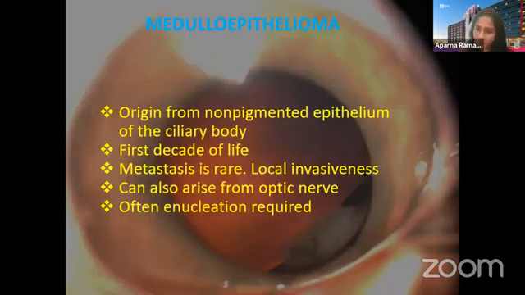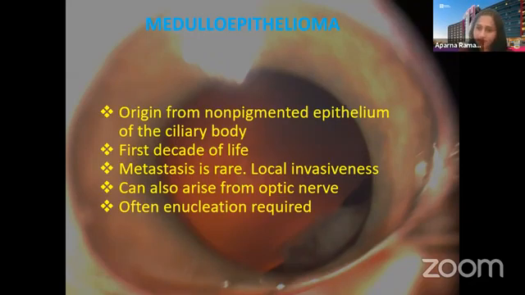Coming on to tumors. This is a tumor that you see in the ciliary body region. And as you might have already guessed, this is a medulloepithelioma. It originates from the non-pigmented epithelium of the ciliary body. It usually occurs in the first decade of life, more commonly between 5 to 10 years of age. So it's not the retinoblastoma age group, it's slightly older kids.